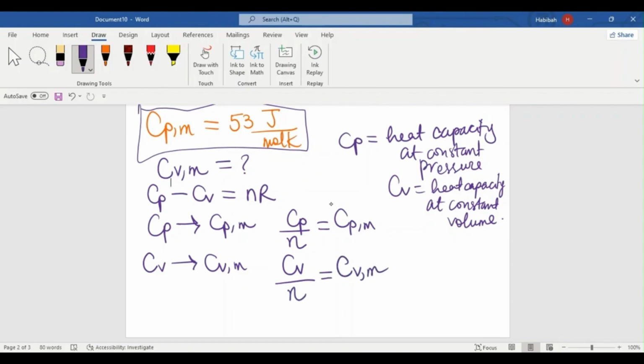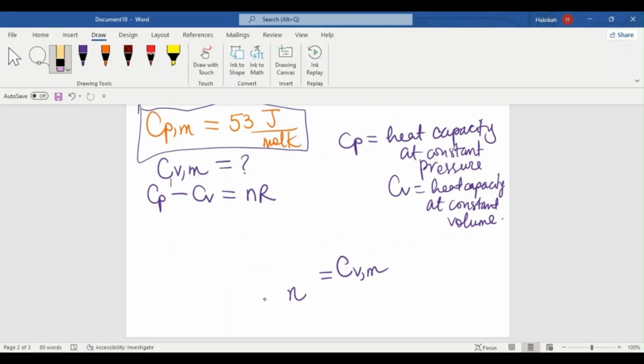So the molar heat capacity at constant pressure is equal to the heat capacity divided by the number of moles, and the molar heat capacity at constant volume is equal to the heat capacity divided by the number of moles. So CV,m is equal to the heat capacity divided by the number of moles. So that's how you do it. From this information, we can now go on to solve this question.